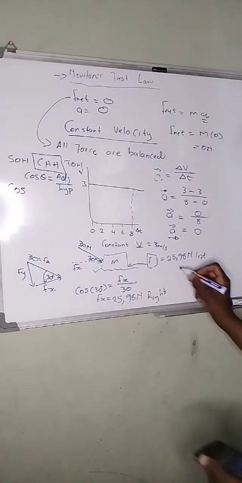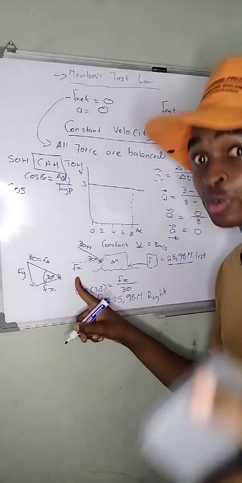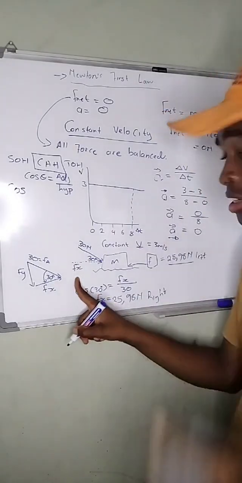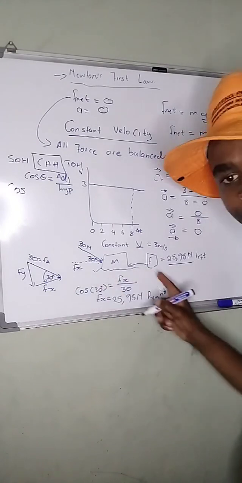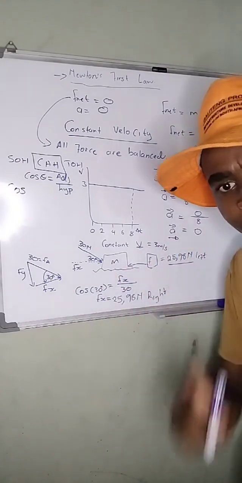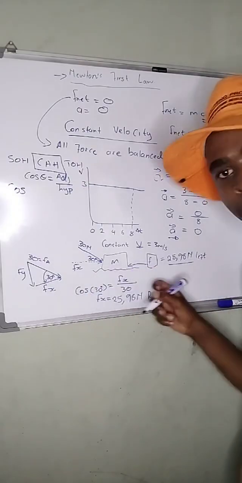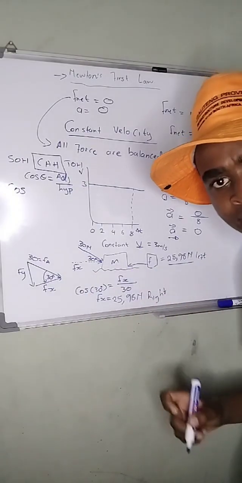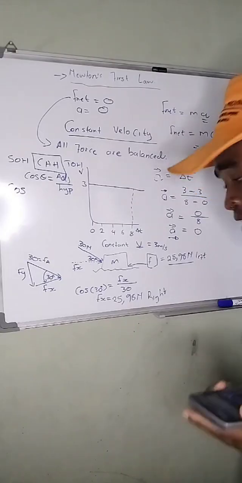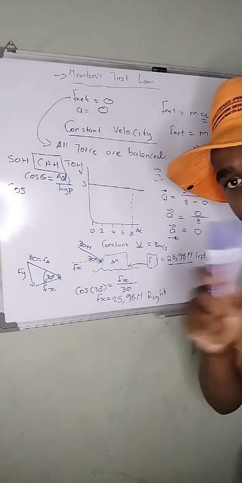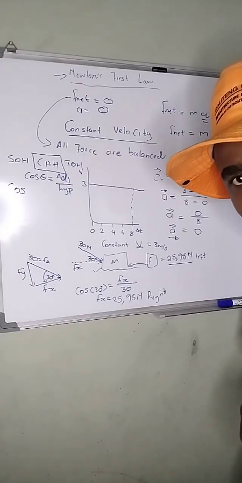So why is it the same value? I want to check whether you've listened or you were not listening. Why are these two of the same value but in different direction?